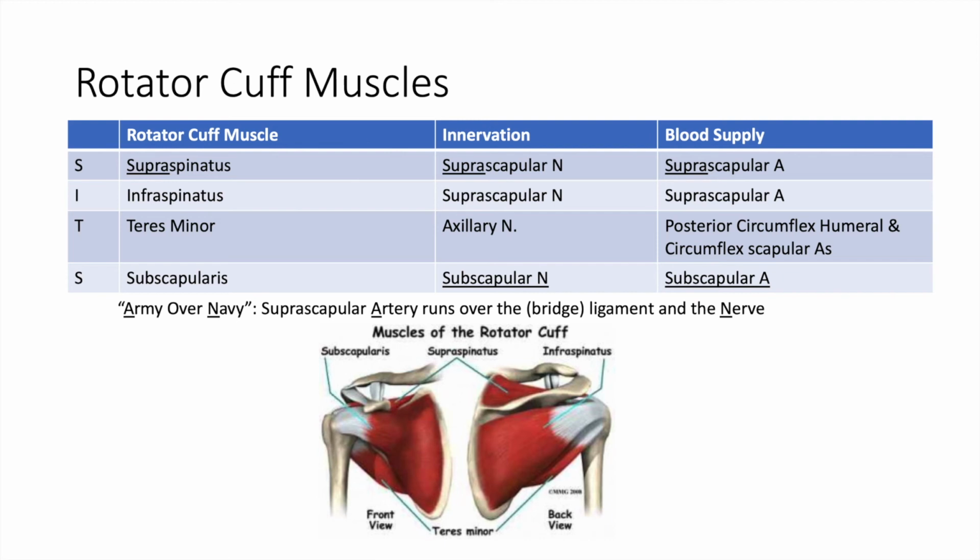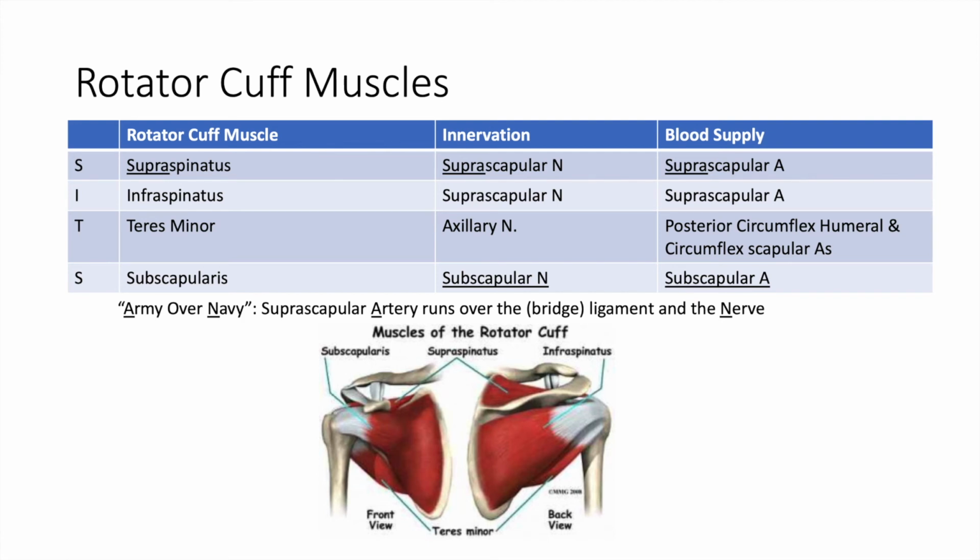Okay, teres minor is where it changes. We've got our axillary nerve, and remember that's what the deltoid was also innervated by. And the blood supply is going to be the posterior circumflex humeral and the circumflex scapular artery. So that one's a little bit harder, but it's on the back. It's going around to my humerus, so posterior circumflex. And then it's at the scapula, so circumflex scapular artery. Okay, and then subscapularis is pretty easy, subscapular nerve and artery.